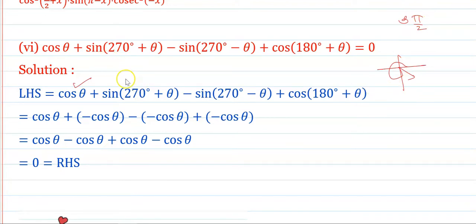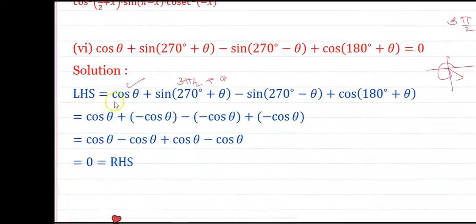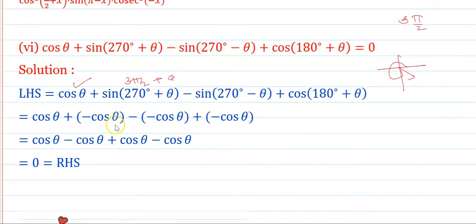Therefore, this is 3 pi by 2, an odd multiple of pi by 2, plus theta. The function will change. Sin will become cos. And in which quadrant? It is in the fourth quadrant. In the fourth quadrant sin is negative. Okay, sin becomes cos, but the sign is that of sin, which is negative. So it is a minus cos theta.